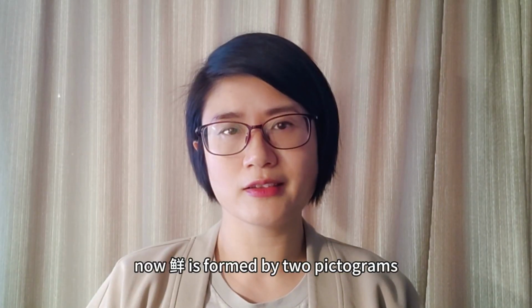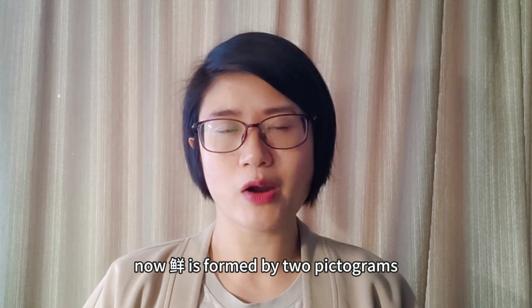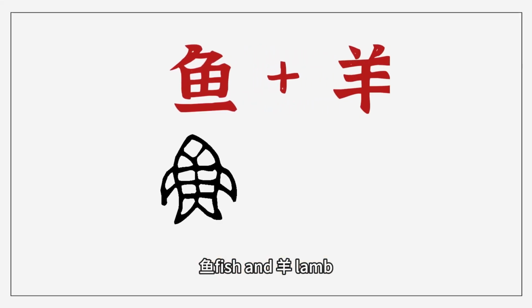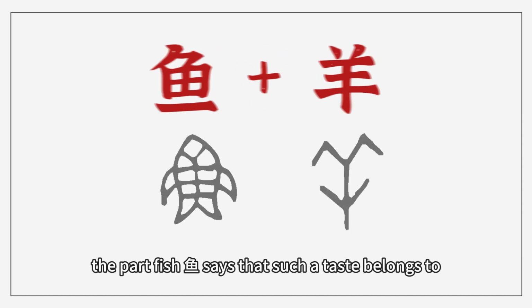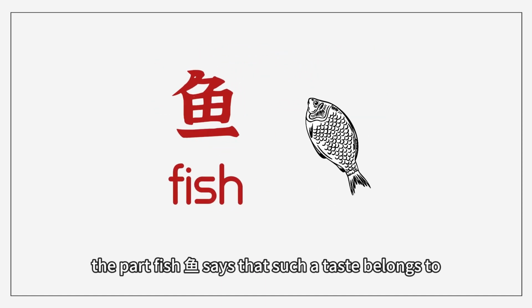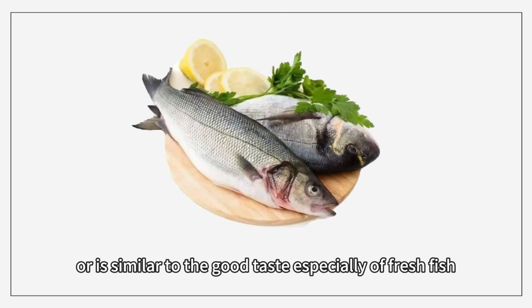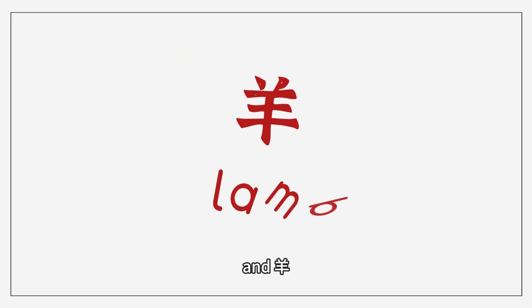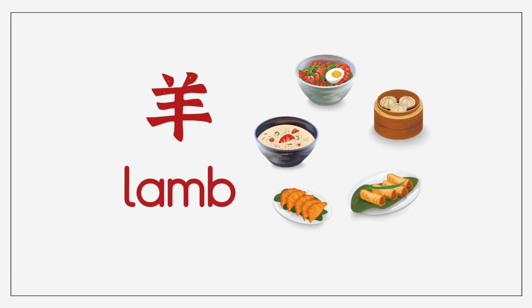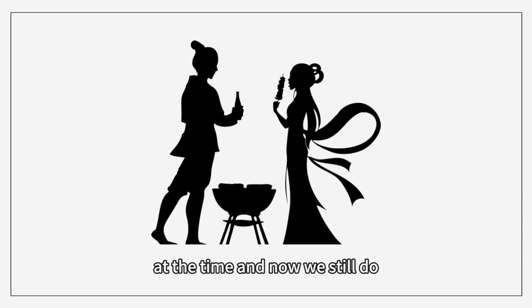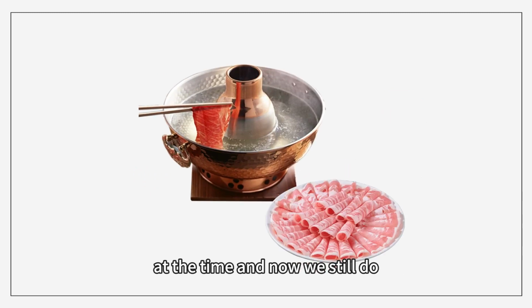Now, 鲜 is formed by 2 pictograms, 鱼, fish, and 羊, lamb. The pictogram fish says that such a taste belongs to or is similar to the good taste, especially of fresh fish. And 羊, lamb, means this taste is delicious. I guess the Chinese must have loved lamb a lot at the time, and now we still do.